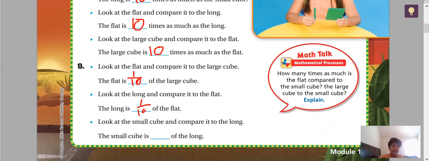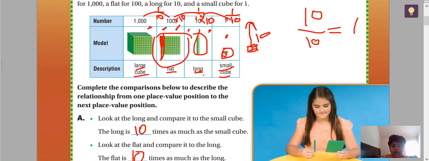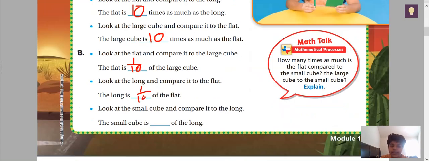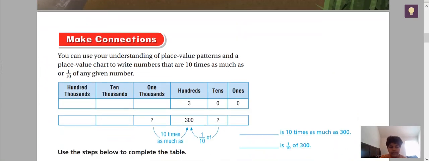Now, last question. Look at the small cube and compare it to the long. The small cube, like I said before, is 1/10 of a long, because there's one of the small cubes in this, and there's 10 of these small cubes in the long. So the small cube is 1/10 of the long. So this answer is 1/10. Yay, we did part B.